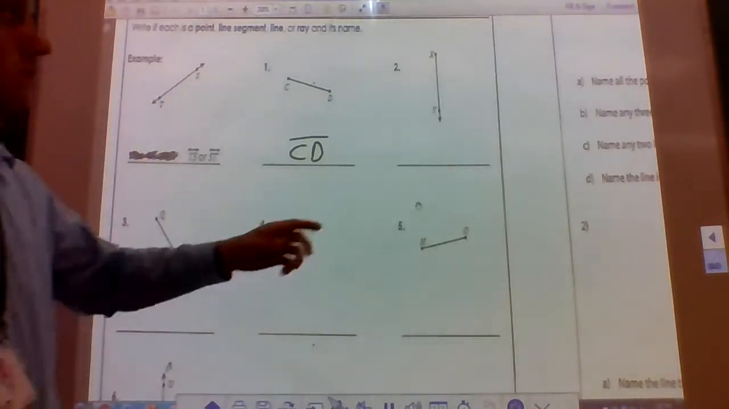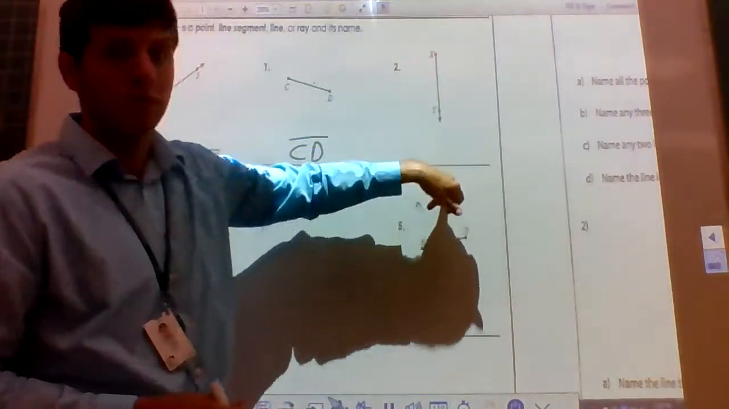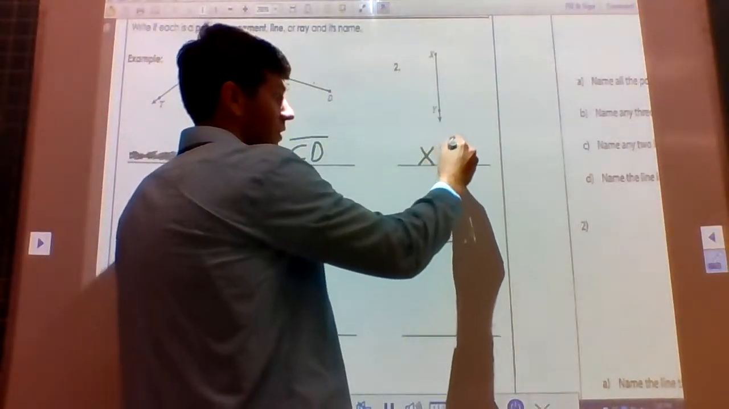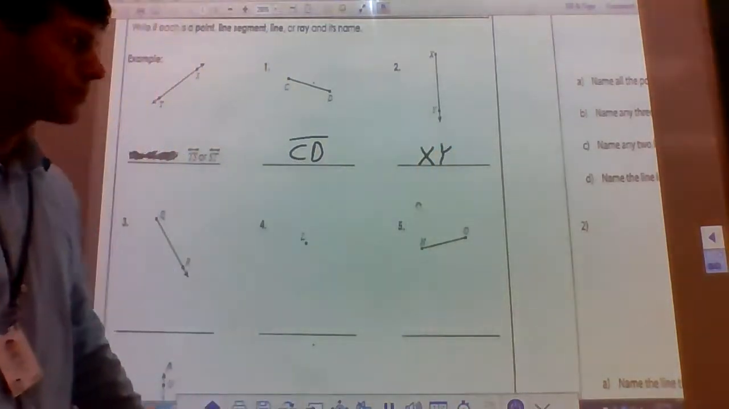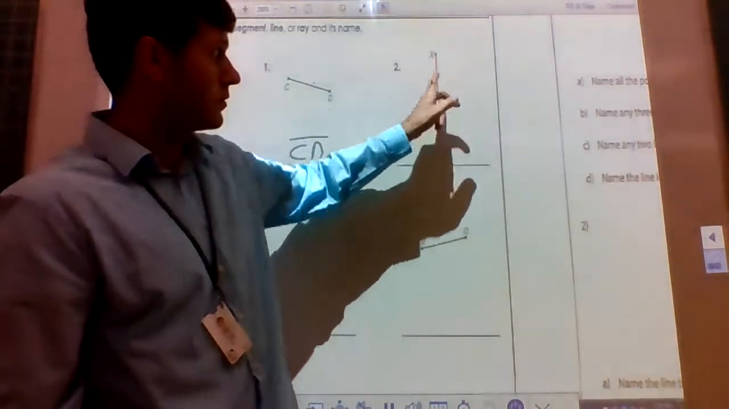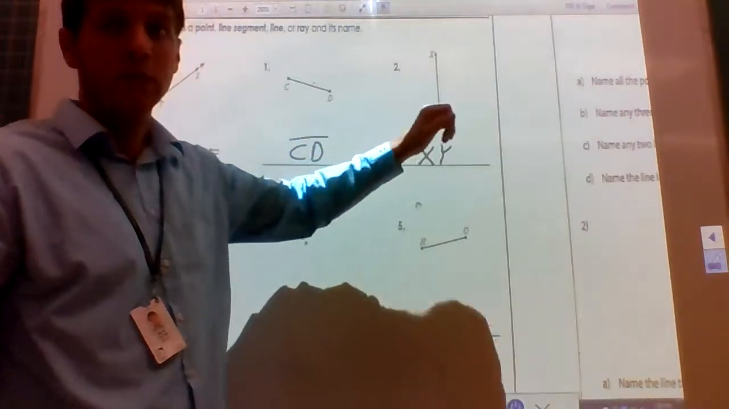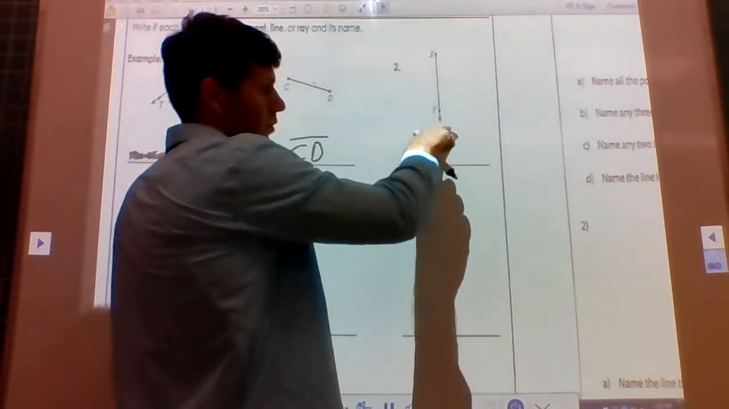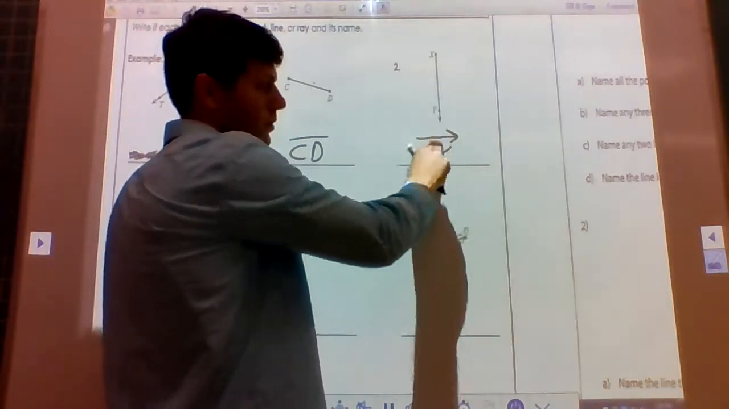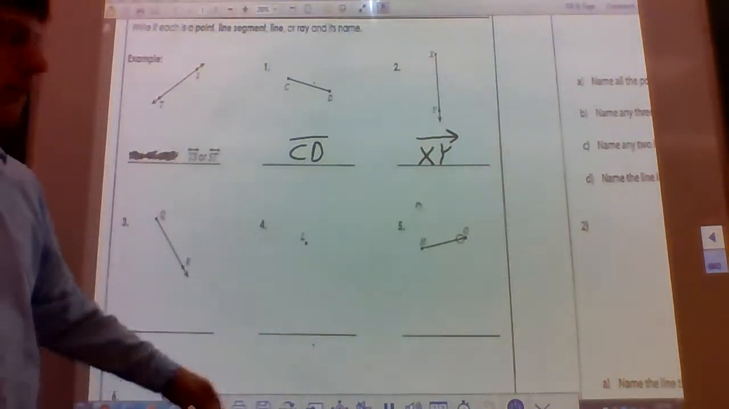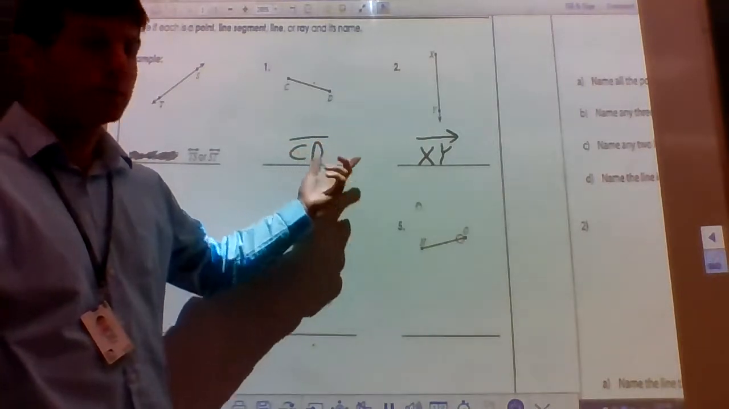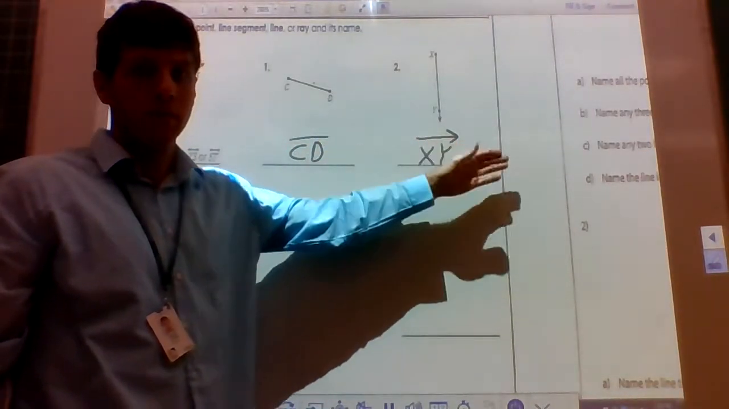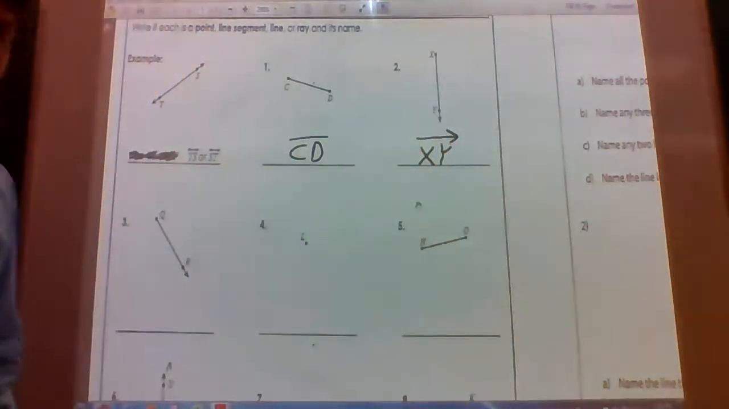The second one is a ray. We know it's a ray because it's got one endpoint, and it goes forever in one direction. We use the two points, X and Y. X is our endpoint, and it goes through Y to infinity, or forever. So the endpoint is X, going through Y forever, so the arrow is over the Y. A segment has two endpoints, so there are no arrows. A ray has one endpoint and goes on forever in one direction, so there's one arrow.